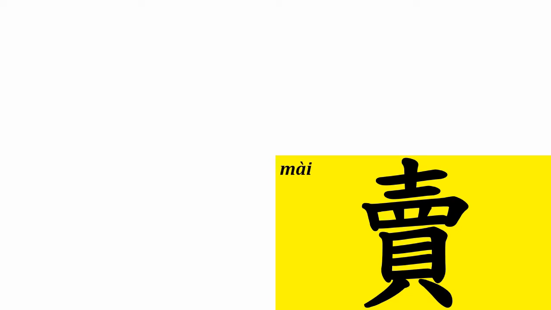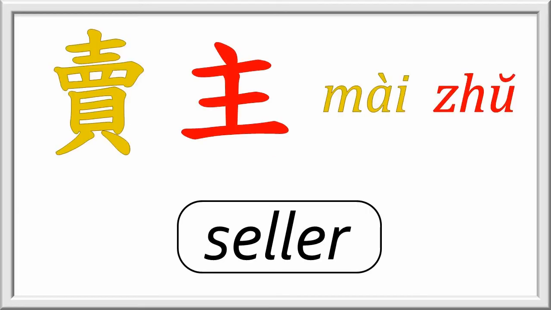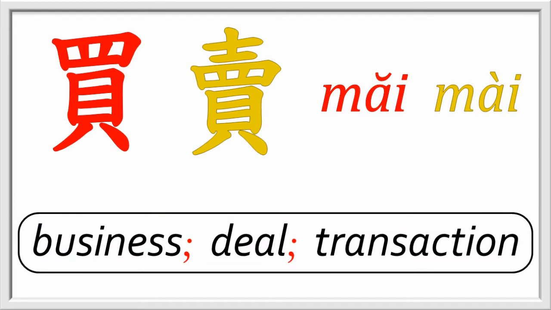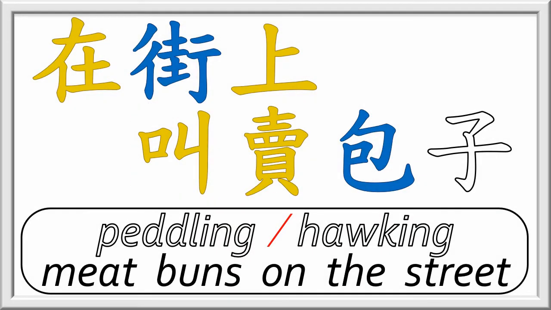It's pronounced fourth tone. 卖. A seller becomes 卖主. The combination 买卖 means buying and selling, or business, a deal or transaction. The idea of selling seems to have a lot more expressions related to it. For example, 在街上叫卖包子, to peddle or hawk meat buns on the street.